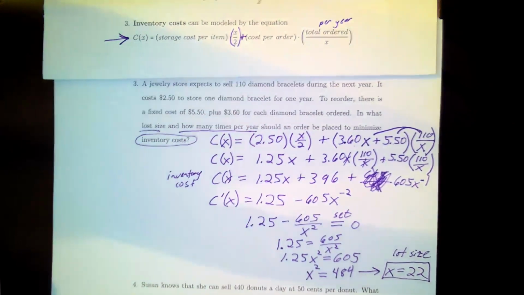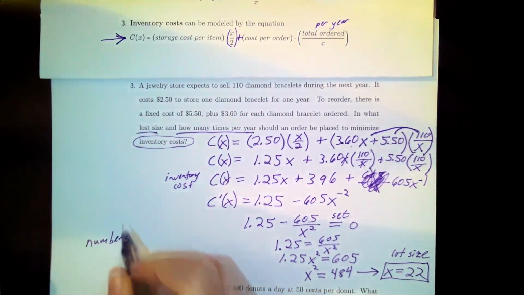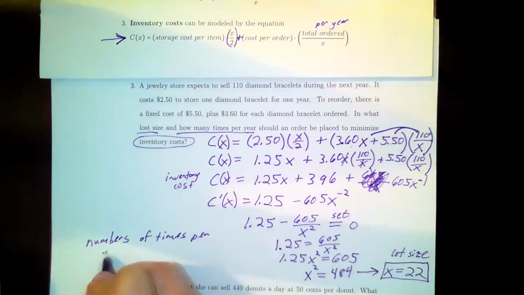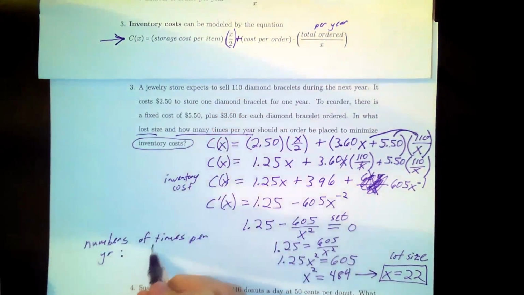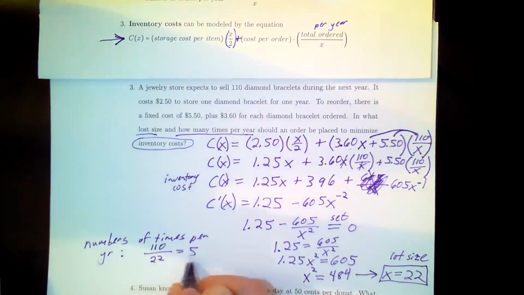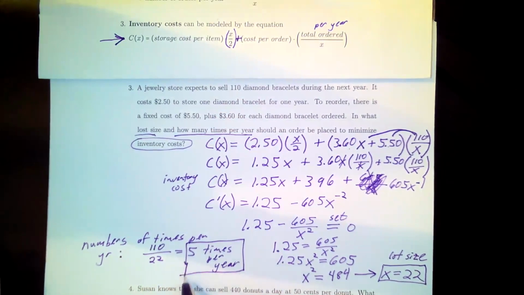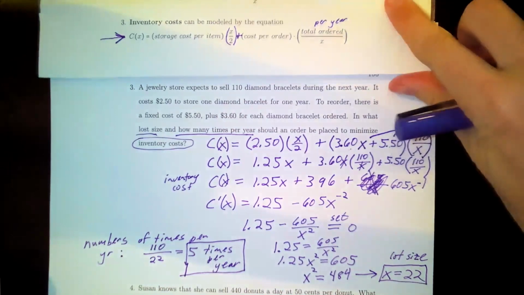So if that's how many that you're ordering at once, what's the number of times per year you're going to make that order? That would be how many you expect to order in a year, which is 110, divided by the lot size, which is 5. So to minimize the inventory cost of this one, you need to order 5 times a year. And each time you make an order, you order 22 bracelets.